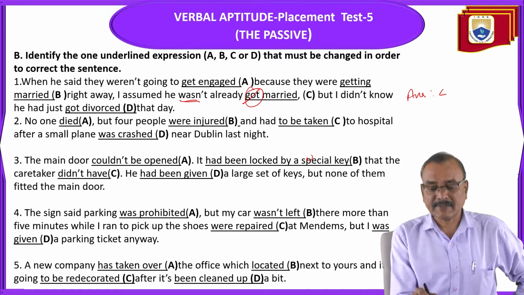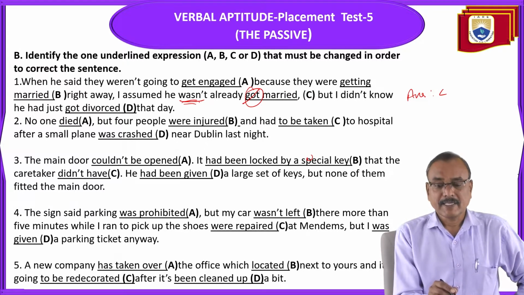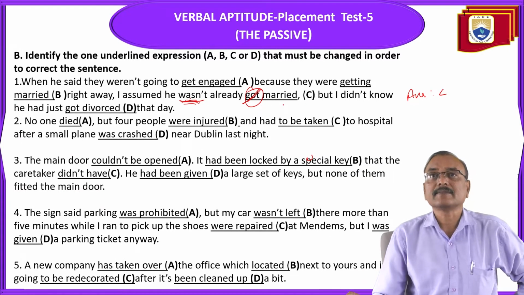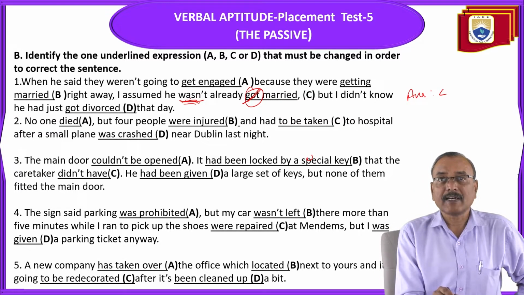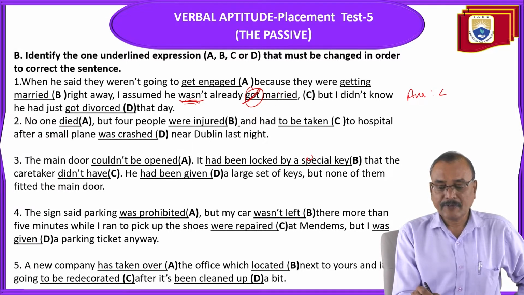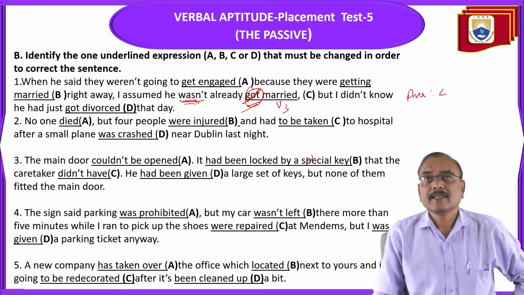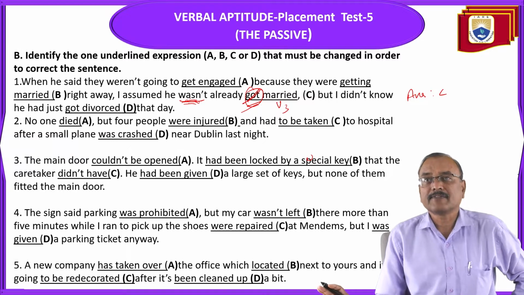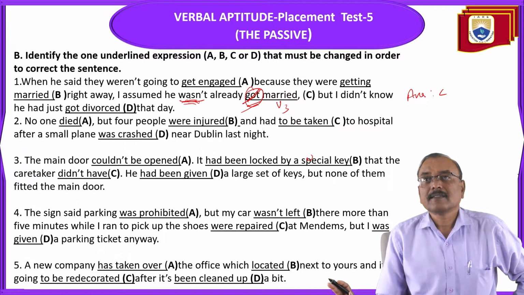When "get" or "got" plus V3 is there, there is no need of a passive helping verb. And when a passive helping verb is there, this "got" is not necessary before this V3. Are you getting me? When a passive helping verb is already there, before the V3 form there is no need of the word "get" or "got". I assumed he wasn't already married. That's enough. Okay, right. So C needs correction.